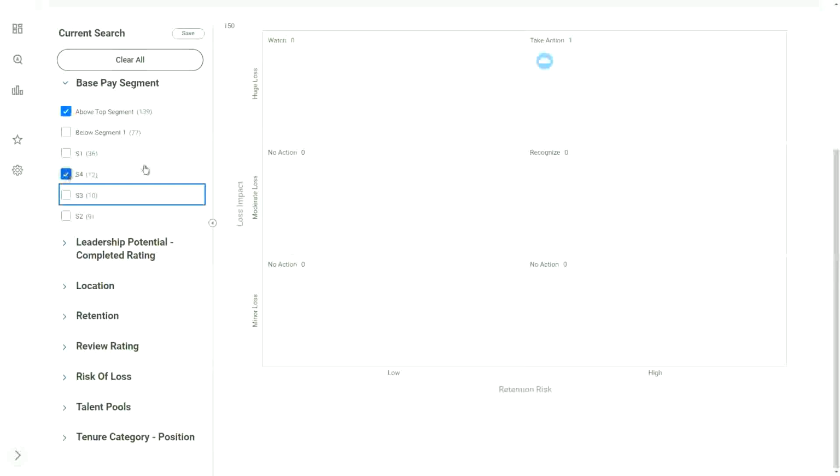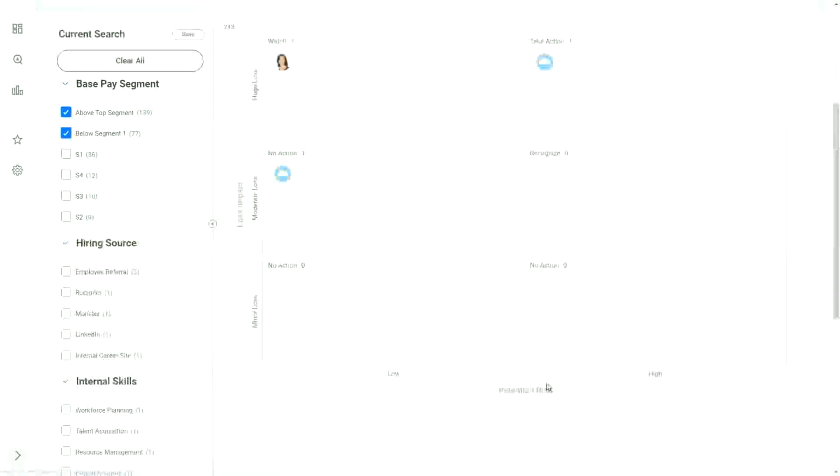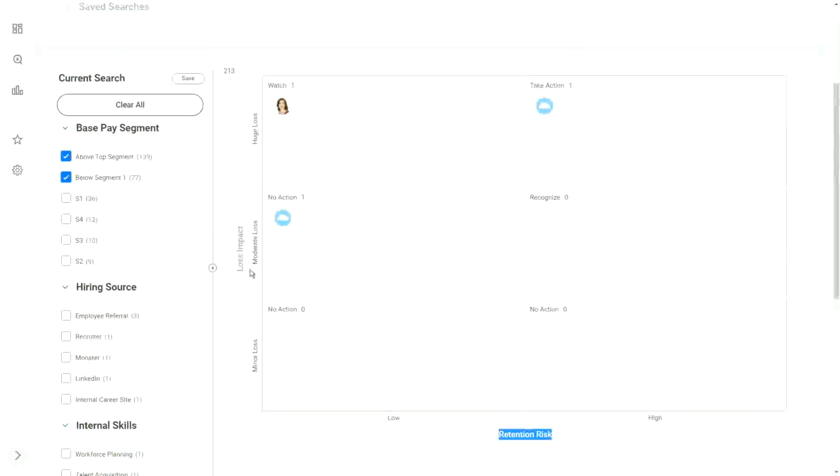But anyway, if you just look at this particular report, what does this report tell you? Okay, you see, on the horizontal axis, you have retention risk, and on this vertical axis, you have loss impact. The horizontal axis says how likely an employee is to leave the organization. And the loss impact says what will happen if the employee leaves.